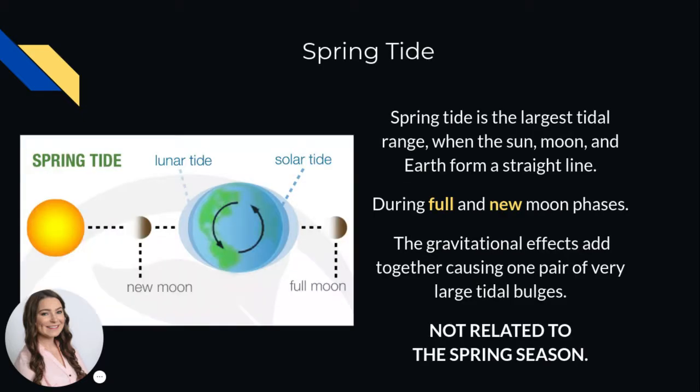Our first type of tide we're going to discuss is the spring tide. The spring tide is the largest tidal range when the sun, moon, and earth form a straight line during full and new moon phases. The gravitational effects add together, causing one pair of very large tidal bulges. Please keep in mind this has nothing to do with the spring season.